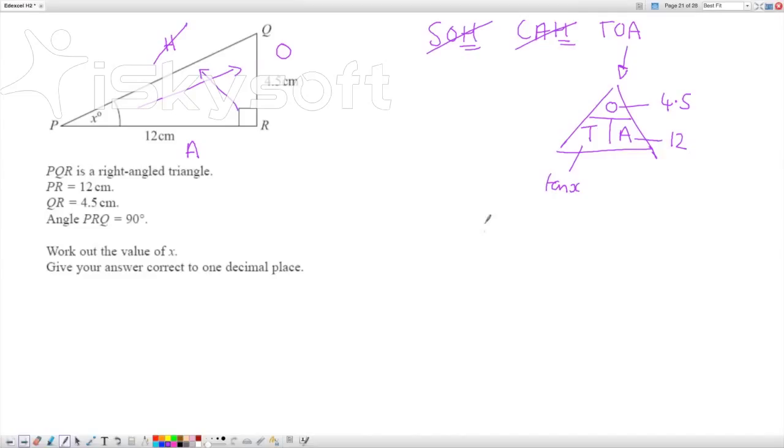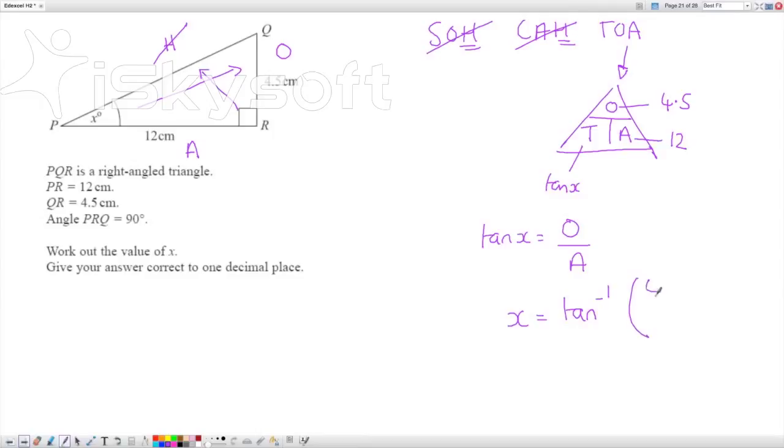To be able to find tan X, we're going to need to take the opposite and divide by the adjacent. We want to know X. So to find X, finding an angle, we're going to need to use our inverse function. On your calculator, you're going to need to press Shift and then tan. You'll see it above the tan button, tan to the -1.